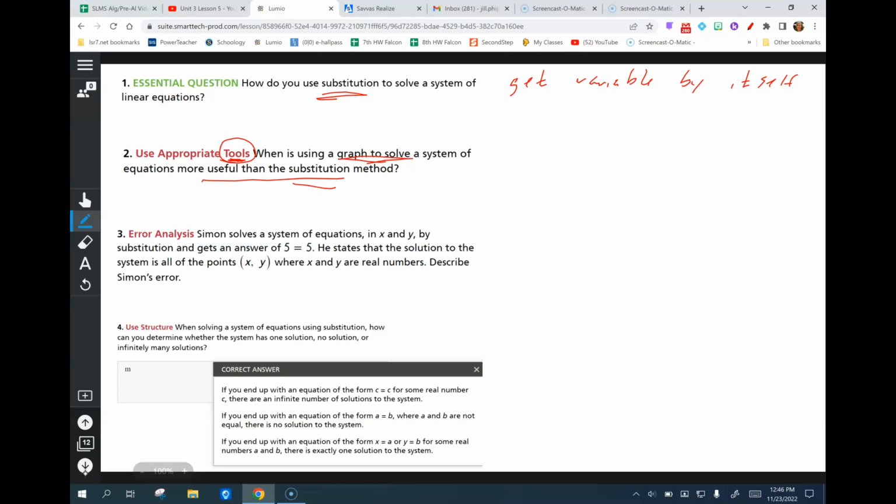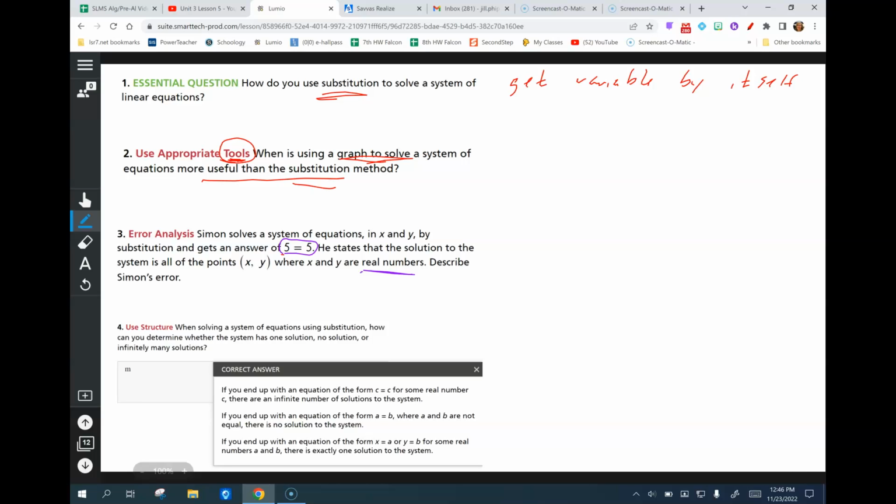Number 3, Simon solves the system of equations in x and y by substitution, gets an answer of 5 equals 5. So we know, okay, it's going to be many solutions. He states that the solution is all the points where x and y are real numbers. And we've described this before. We've talked about this before.